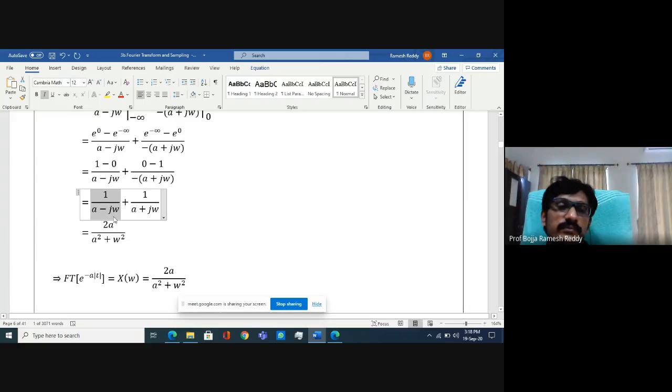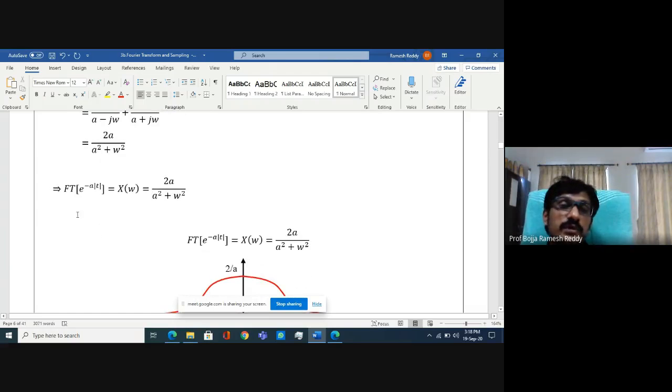Sum of these two, take the LCM: (a minus j omega) into (a plus j omega), which is a square minus (j omega) whole square, that is a square plus omega square. Numerator: addition, a plus j omega plus a minus j omega, gives 2a. So 2a by a square plus omega square. We have to know the procedure and we have to know this answer also.